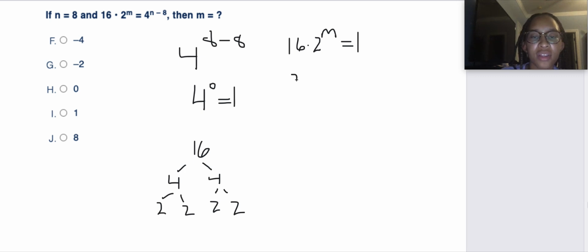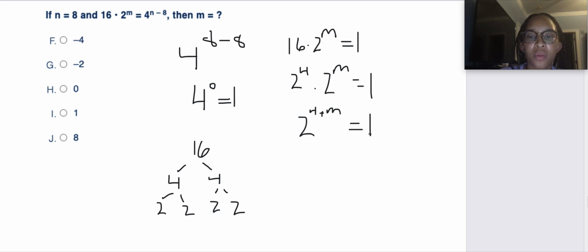So we can rewrite this as 2 to the 4th power times 2 to the m power equals 1. Or we can rewrite it as just 2 to the 4 plus m power equals 1, because of our laws of exponents.